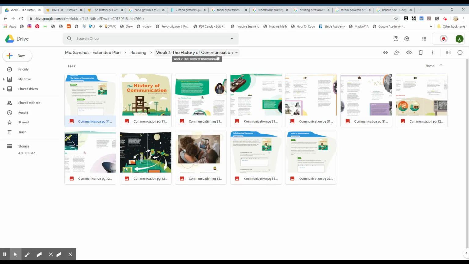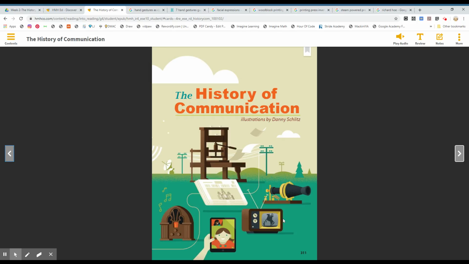Week 2, the history of communication. You could please go to page 311, please. This is the cover page, the history of communication, illustrations by Danny Schlitz. And you can see here, boys and girls, almost like a timeline of the different inventions that have been created, used throughout our history to communicate with one another.